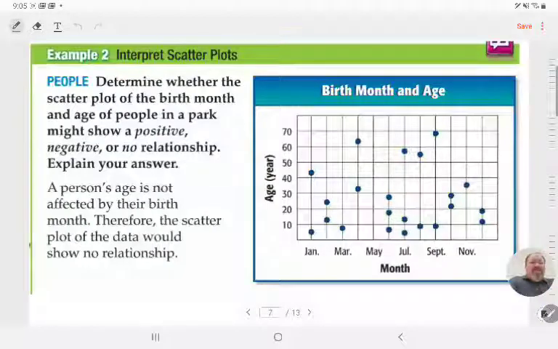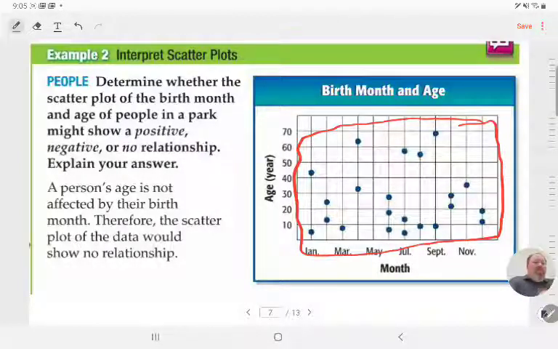If we look at this, it says determine whether the scatter plot of the birth month and age of people in a park might show a positive, negative, or no relationship. Explain your answer. So we take a look at this, and are we showing positive, negative, or no relationship? Well, there really is no relationship. It's not positive or negative.